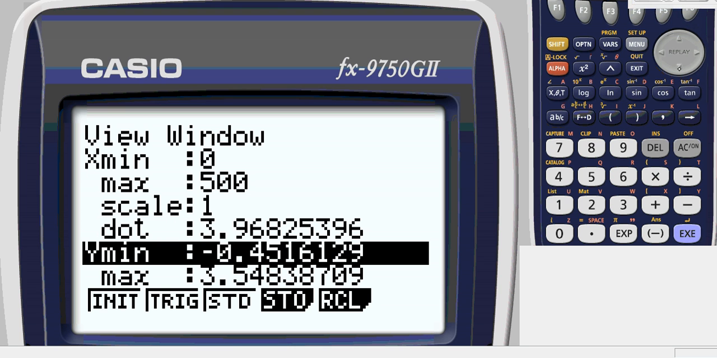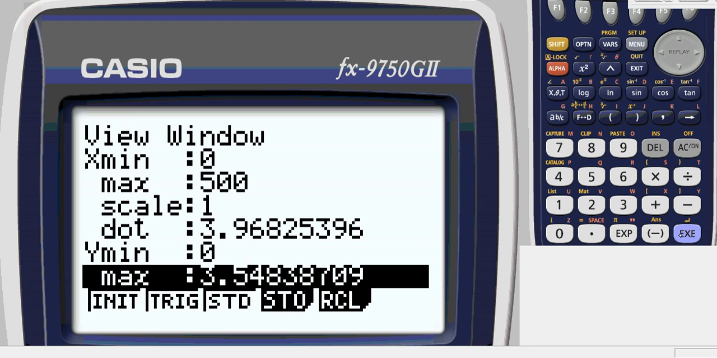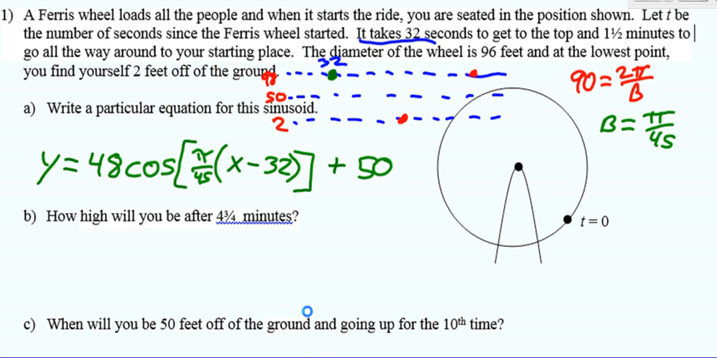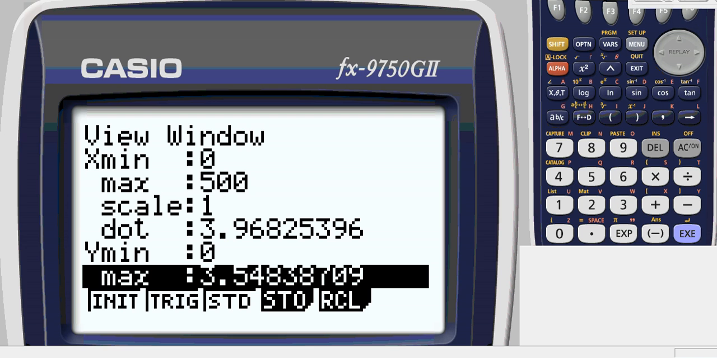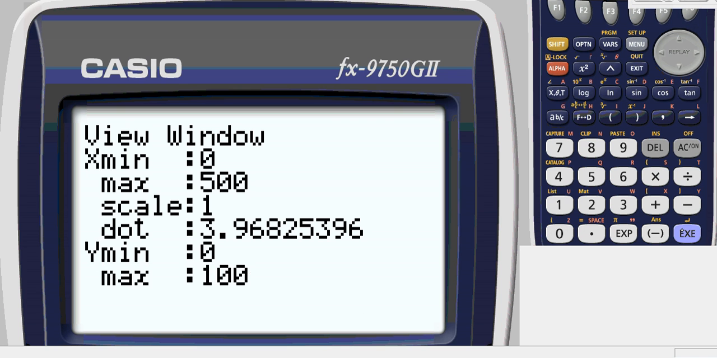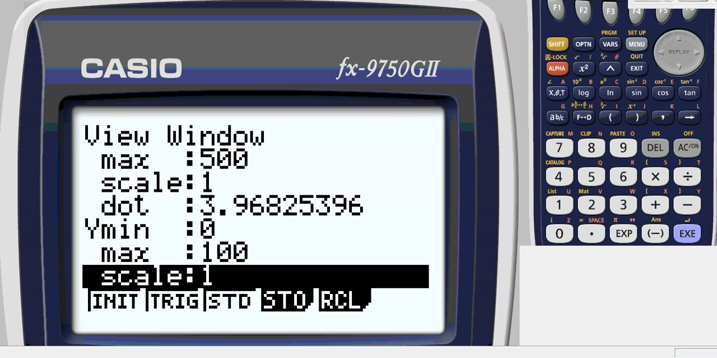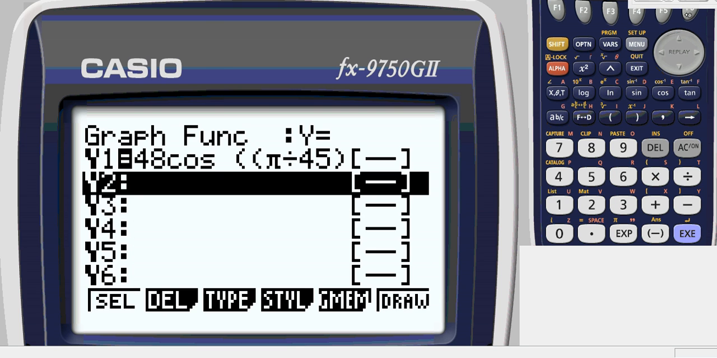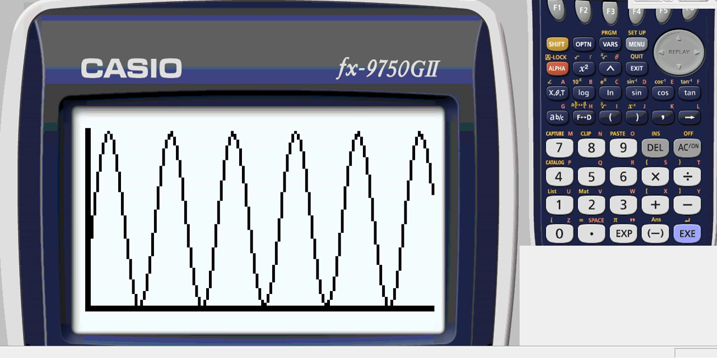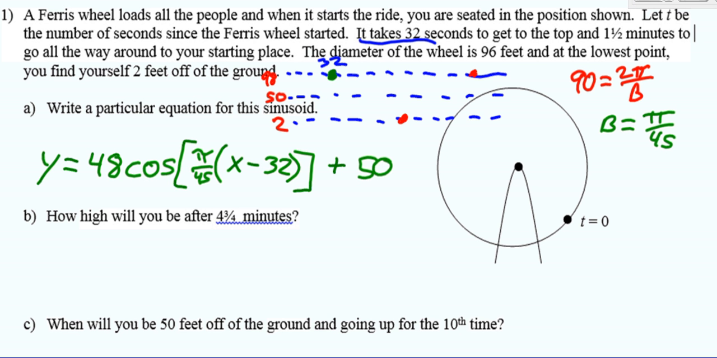Our y values are the height. So we know that it went from 2 to 98, so I'll just go 0 to 100. Now you can draw it and use the graph to answer the questions.